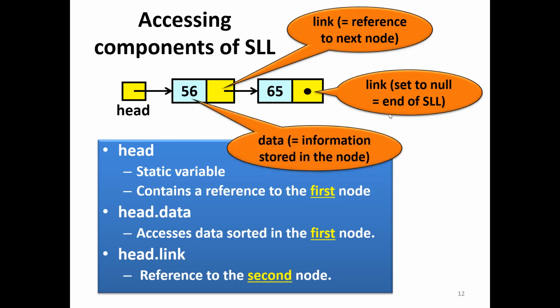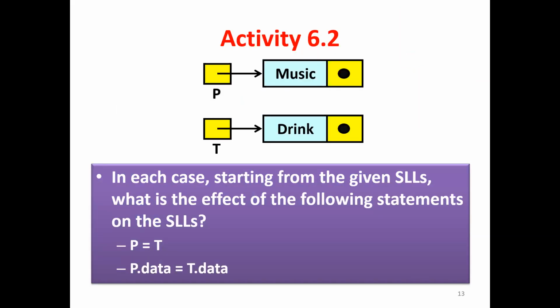And we also have the data section that stores information about the node. Here is an activity, activity 6.2, which has 2 singly linked lists. And there's a question which says, what is the effect of the following statements on the singly linked list? So if P = T, what is the effect? And again, if P.data = T.data, what will be the effect?